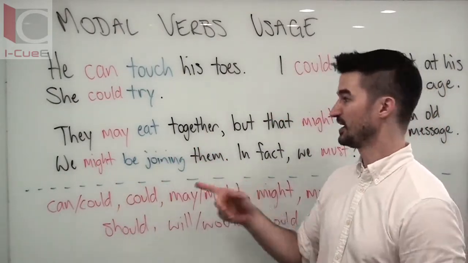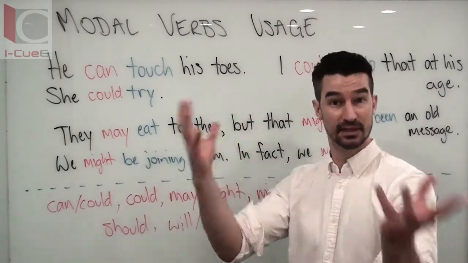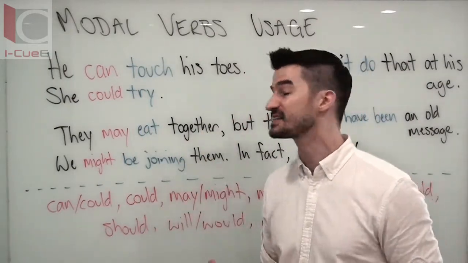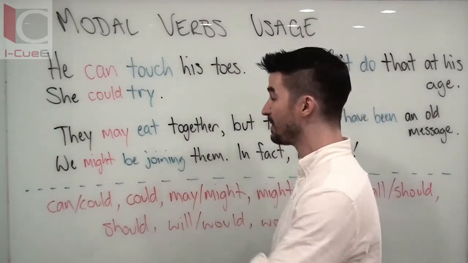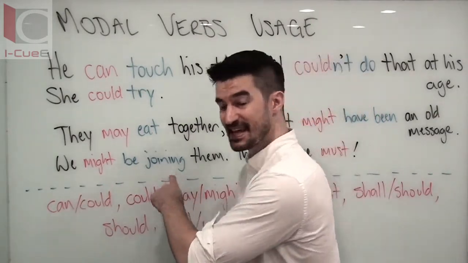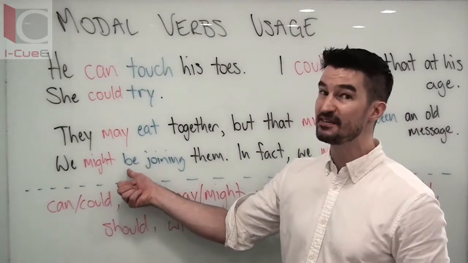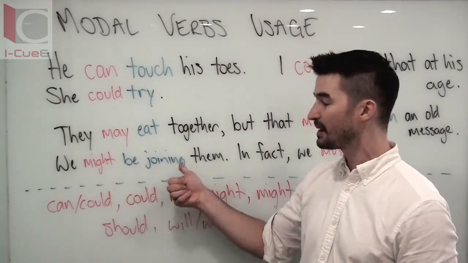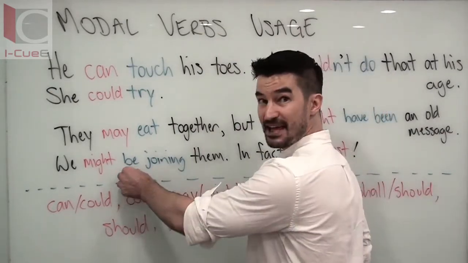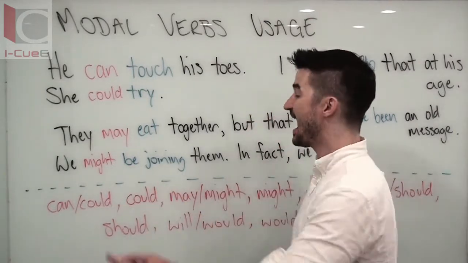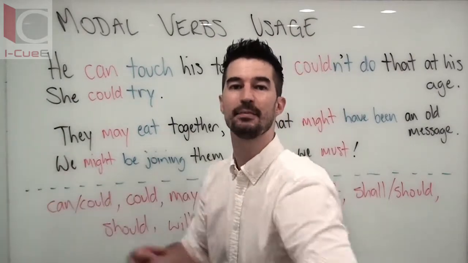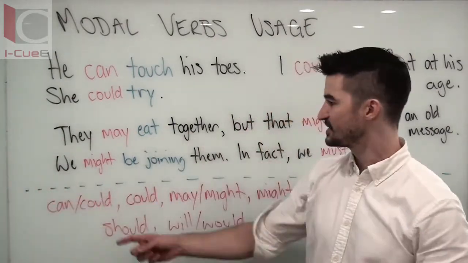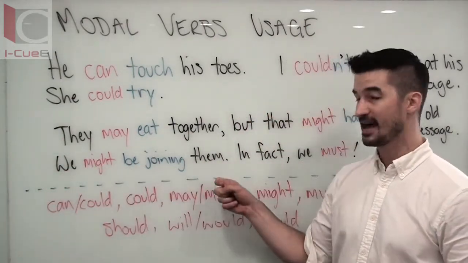Okay? Period. We might be joining them. Again, it's in the realm of possibility. We don't know what's going to happen. Okay? But this progressive tense, you know, is be verb, be plus verb-ing, and here we have be as the infinitive, and we have the progressive of our coming together, our joining, okay? So we might be joining them.